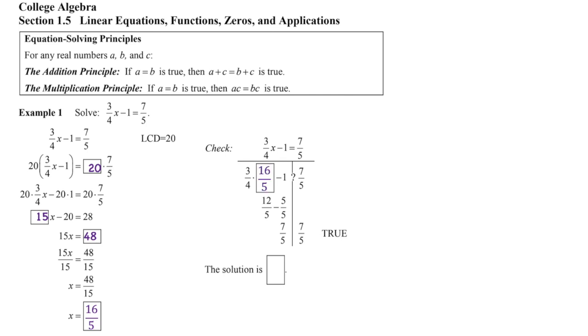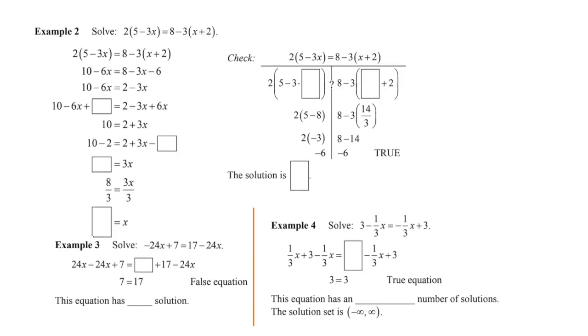So is 3/4 times 16/5 minus 1 equivalent to 7/5? When I multiply my fractions and reduce, and then I find a common denominator so that I can subtract 1, I see that in fact 7/5 does equal 7/5, so our solution is true and in fact 16/5.